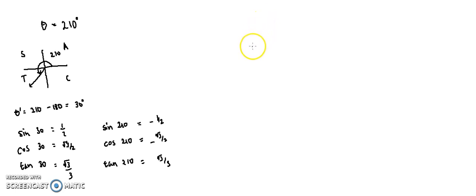Okay, we can also use this information to do the reverse, to figure out angle values given sine, cosine, and tangent using our calculators if they're not on the unit circle. So let's say that we have cosine of theta is equal to negative 0.825.